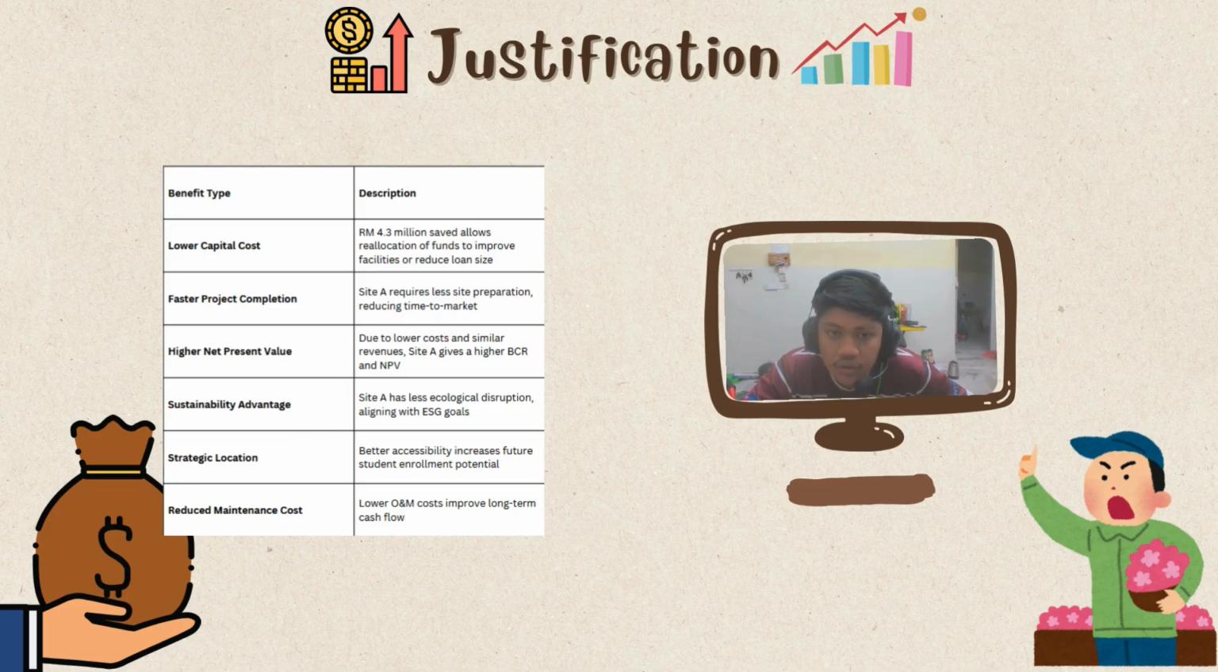After that, it has faster project completion and higher net present value because the BCR calculation from site A is higher than the BCR calculation from site B. Then there is the sustainability advantage and strategic location because of better accessibility, increased future student enrollment potential, improved facility with the remaining budget, and lastly reduced maintenance cost.